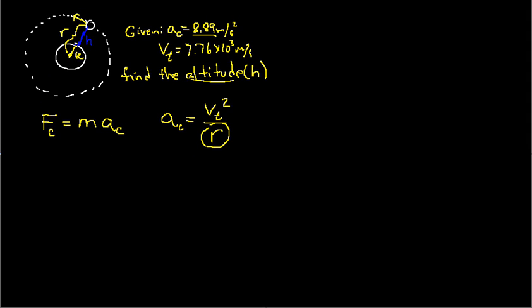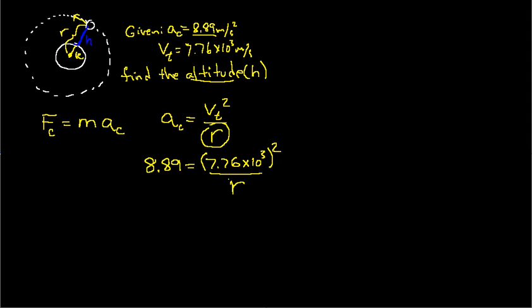So I solve for r first, which I can do because I have 8.89, that's the centripetal acceleration. Vt I'm given, and remember to square this whole thing. That's going to be over r. Now I have to find r, so I do a little bit of algebra. I could cross multiply and then divide by r. And this is something that you should know how to do.